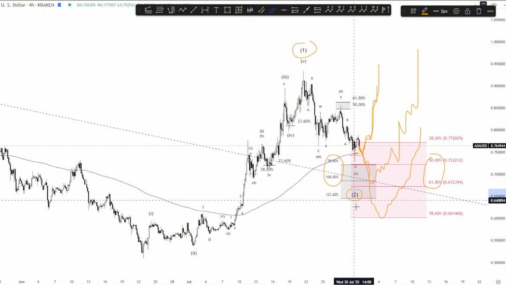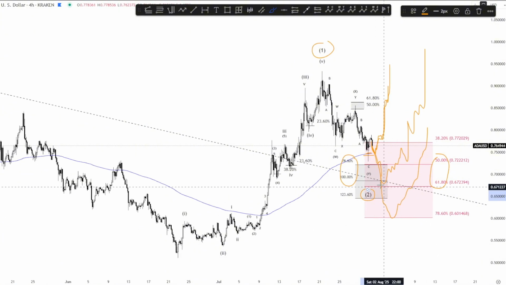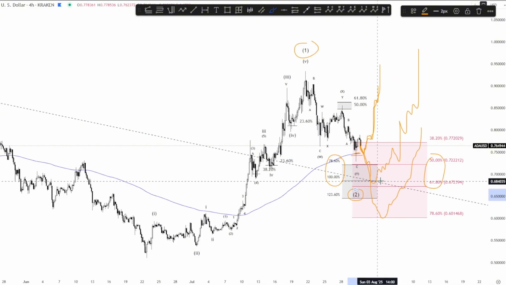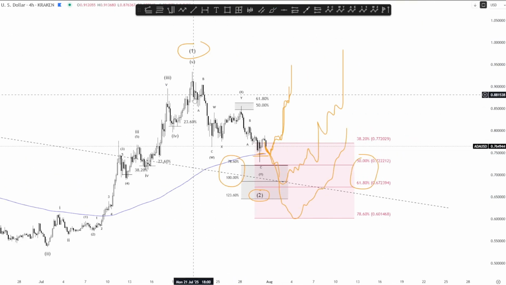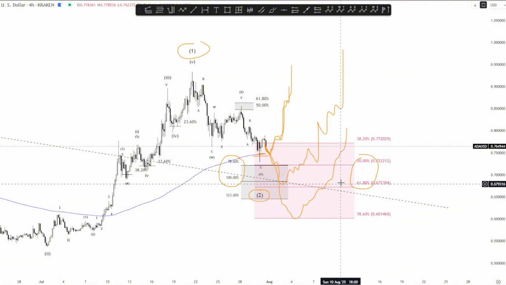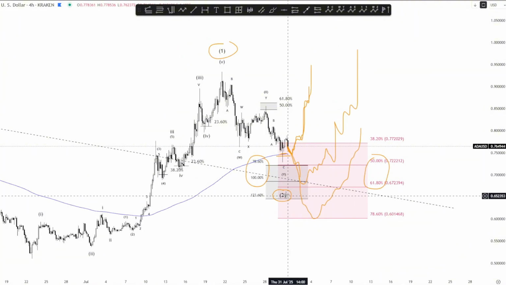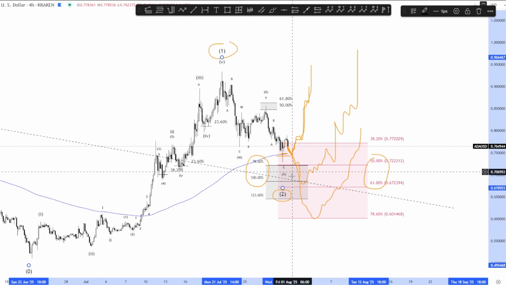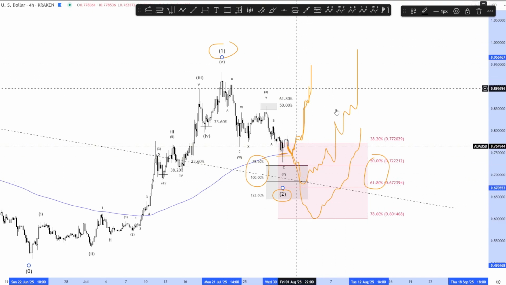So 2 can be deep. It should be, I think, rather shallow, right? So yeah, that's it. Looks good. Bottom line is this is corrective, and I think this is a wave 2 correction and should at some point here find support and continue to rally. That's it.